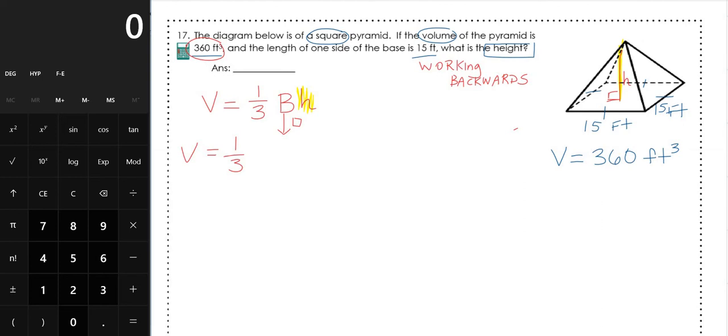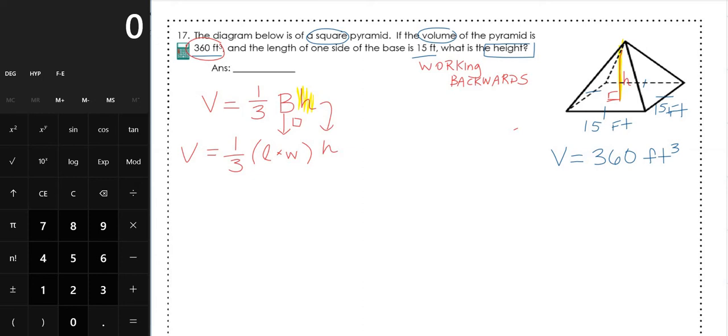So V equals 1/3. I'm going to replace big B with the area of a square. Now, area of a square can be thought of as length times width, but since all the sides are the same, it's like a side length times itself. Sometimes you see it as S squared, but I'm going to keep it as length times width because I know that really is more familiar for most students. So length times width, and then I still need to bring down H for height.